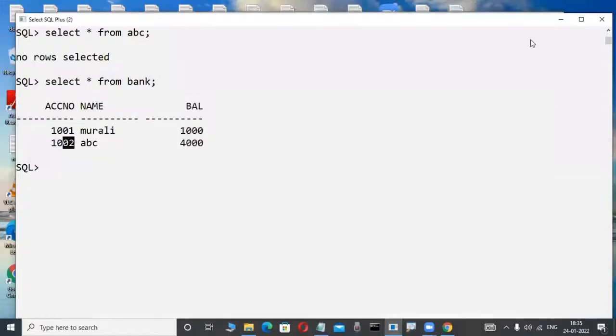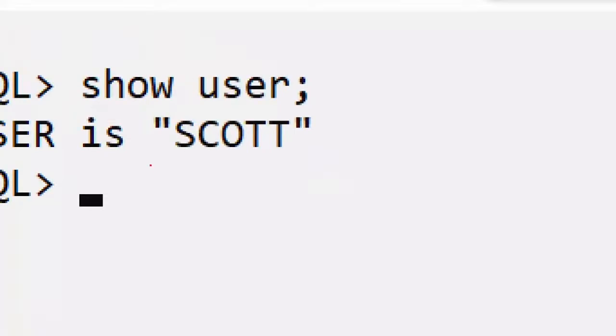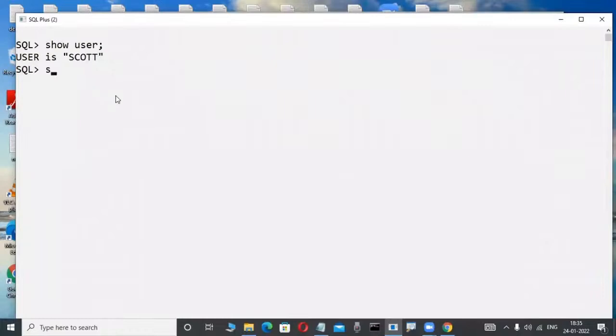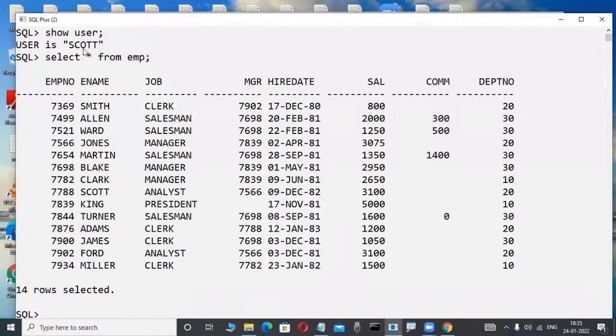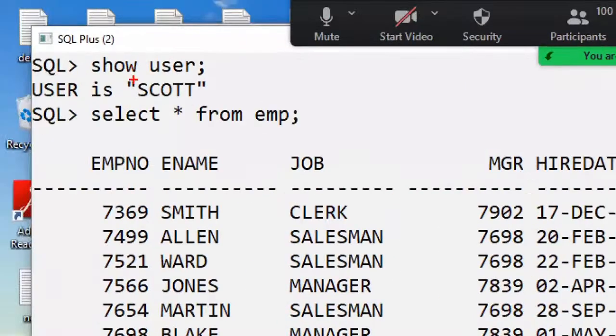For example, a simple example I'm telling. Suppose one employee is there. This employee's name is Scott. Oracle Corporation gives this as a user. Don't worry, you will be familiar with these users in the future. Scott is an employee, and this employee has a table, for example the EMP table. Oracle Corporation gives all these tables; in the future you will be familiar. Imagine Scott is an employee in a company.